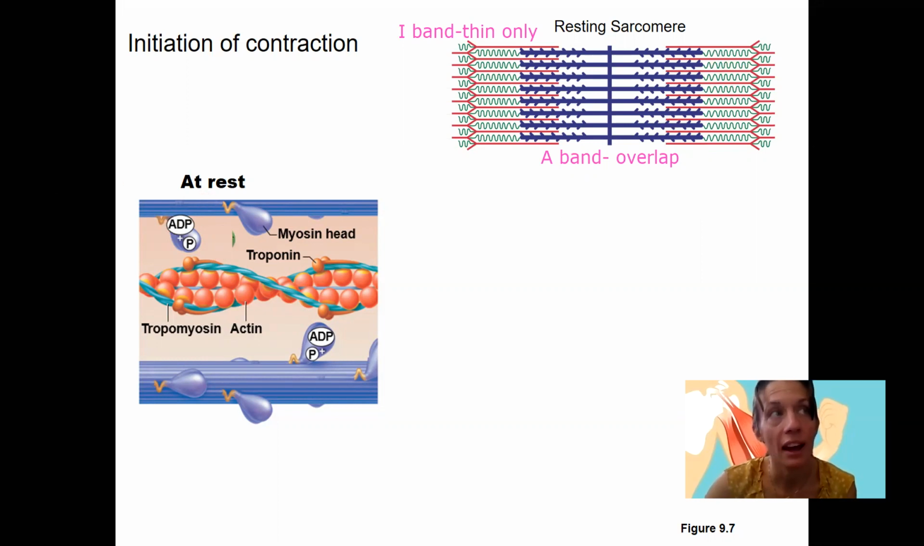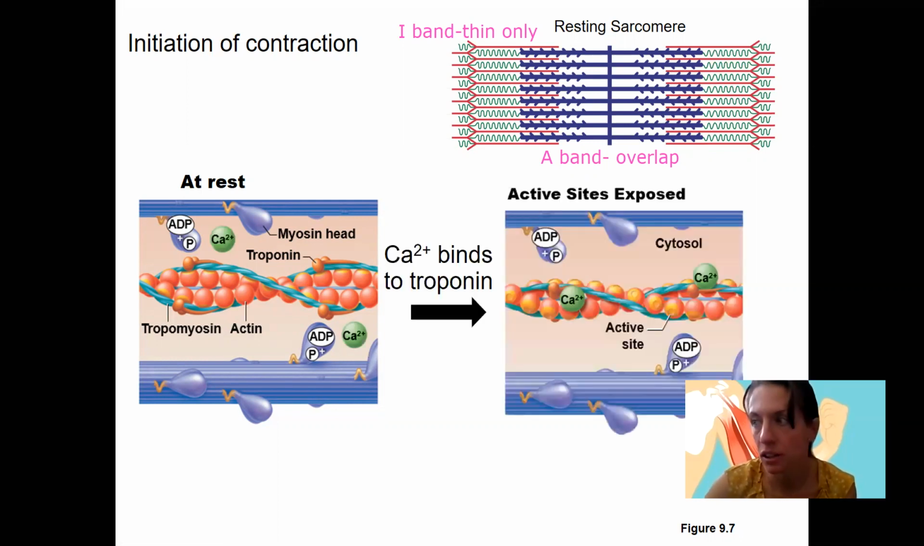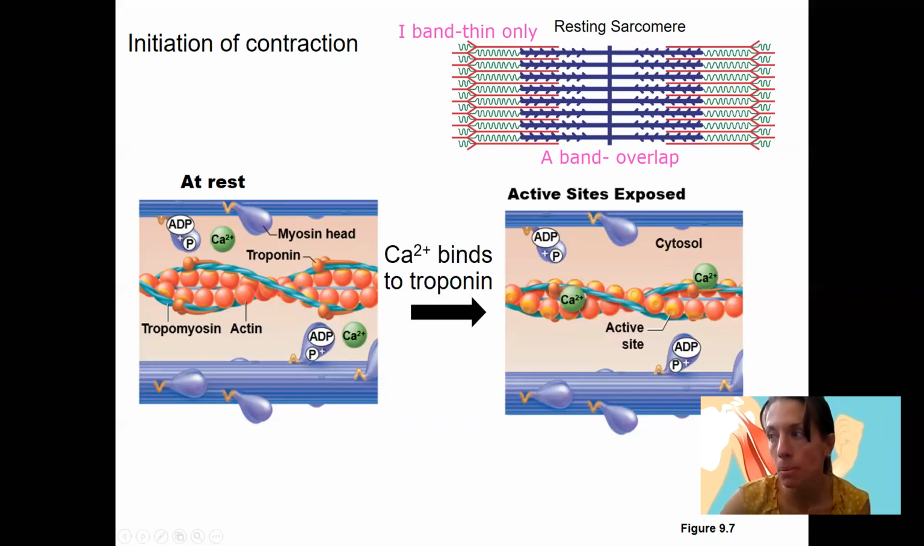When calcium flows into this cell from the sarcoplasmic reticulum, it is going to bind to troponin. That's what's happening right here. Calcium is binding to troponin and causing a physical change in the conformation of that protein. This causes tropomyosin to shift and exposes the active sites on actin.